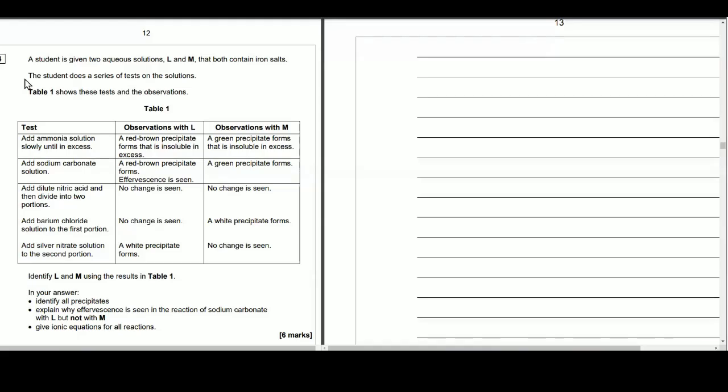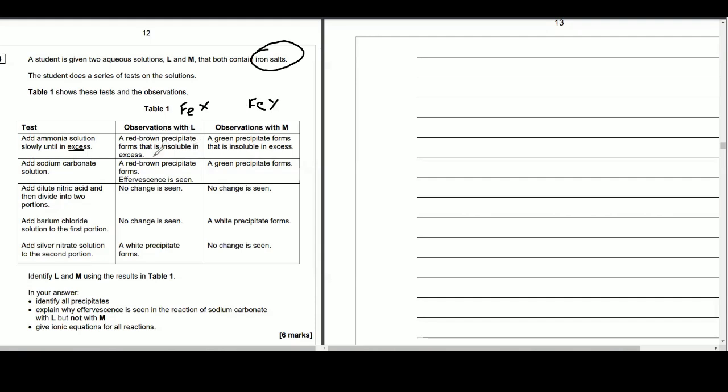Okay, so what we got here is question 4, and this is a really difficult 6 marker. A student is given two aqueous solutions, L and M, both contain iron salts, so we know they've got Fe in there. The student does a series of tests on the solution, so you can see they've added ammonia solution to both L and M, which are both sorts of iron, so I don't know FeX, FeY, whatever.